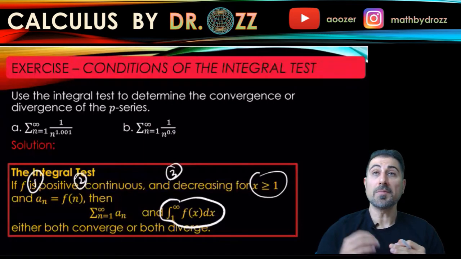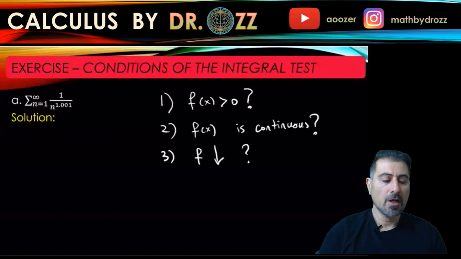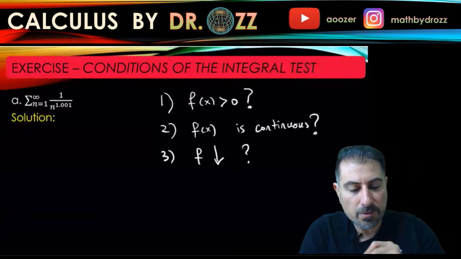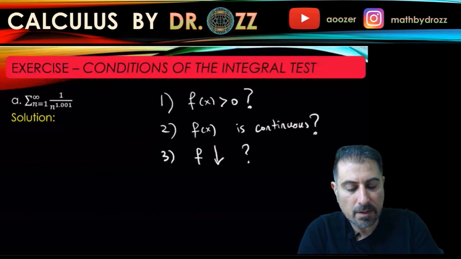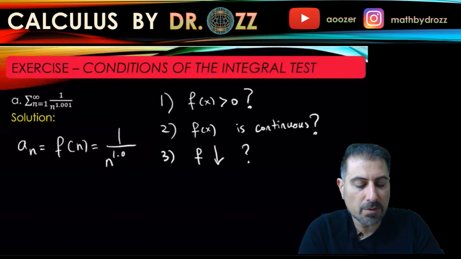But again, before we apply the integral test, we have to check that all three conditions are satisfied. And for that, I just list them down here. So we're going to check f being positive first. But before doing that, why don't we construct a_n equal to f(n), and that is equal to 1 over n to the power of 1.001.